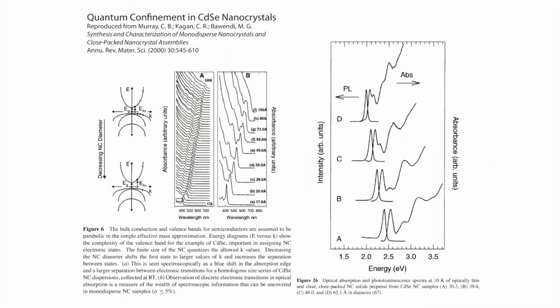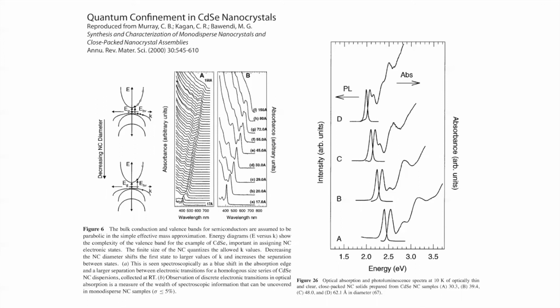So this is a figure borrowed from Moungi Bawendi's paper. Chris Murray and Cherie Kagan and Moungi wrote this. They wrote this wonderful article, Annual Reviews of Material Science, showing how the optical spectra of these semiconductor quantum dots, or quantum confined cadmium selenide nanocrystals, vary with the dimensions of the nanocrystal.